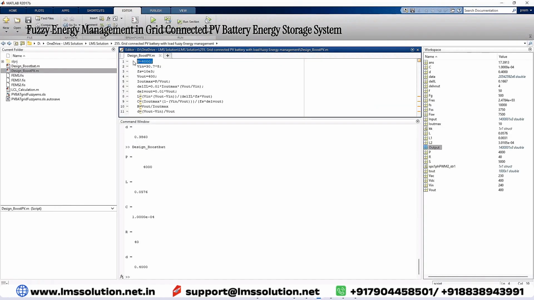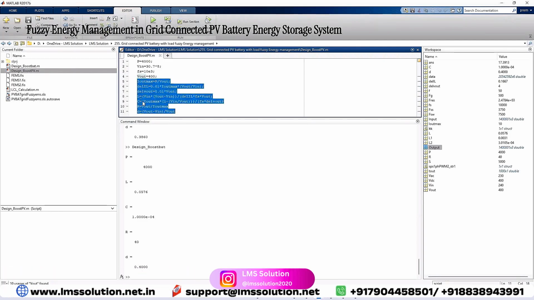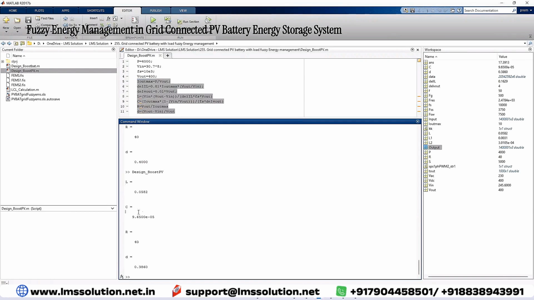Here you can see that the power of the PV is 4000, the input voltage, and the switching frequency of the boost converter, and then V out equal to 400. That means a 400 volt DC bus. And then these are the equations used for calculating L and C. Once you execute this, you will get the value of L and C. This value is going to be used in this boost converter.